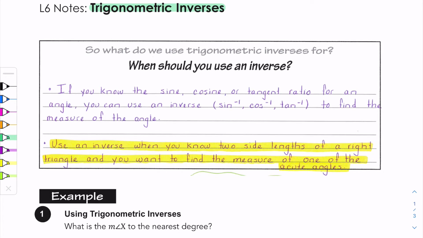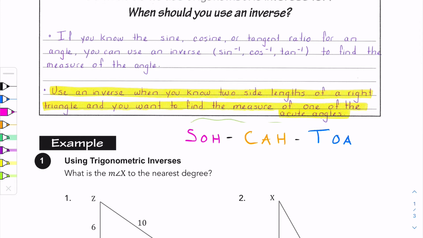Going off of yesterday's lesson, SOHCAHTOA is still going to apply. We are now going to be using the inverse key in our calculator, so I'll show you that when we get to it. Recall that the S stands for sine, and it's opposite over hypotenuse. The C stands for cosine, and it's adjacent over hypotenuse. And the T stands for tangent, and it's the opposite value over the adjacent value.